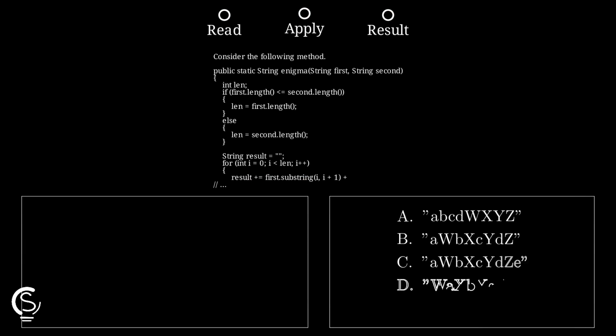First, we compare the lengths of our two input strings to set the limit. Since ABCDE has 5 characters and WXYZ has 4, the variable len is set to 4.